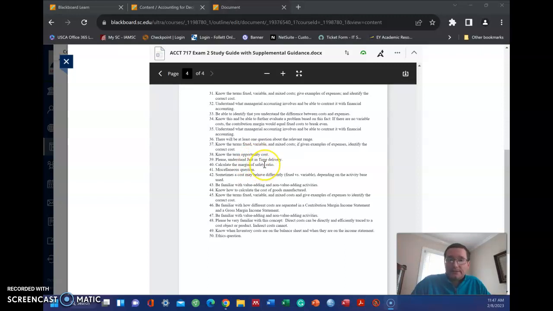Calculate margin of safety. There's a problem on that. Miscellaneous, hey, I'm covering 50 questions. I can't cover everything. 42, another video on fixed and variable, product and period costs. Value adding and non-value adding, again, upstream and downstream, know that. There's a video on calculating the cost of goods manufactured statement. Okay, you got 1-page notes. Another question on fixed, variable, and mixed cost. Be familiar with a breakdown of the contribution margin statement and the gross margin statement. Videos on that, chapter readings, value and non-value adding, again, upstream, downstream.